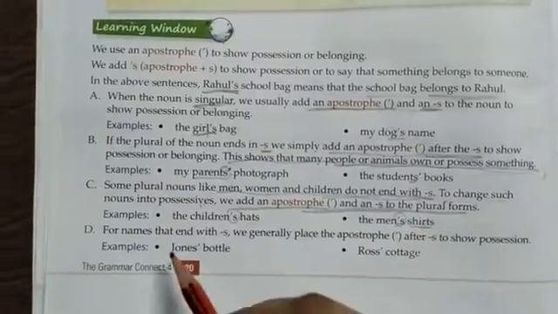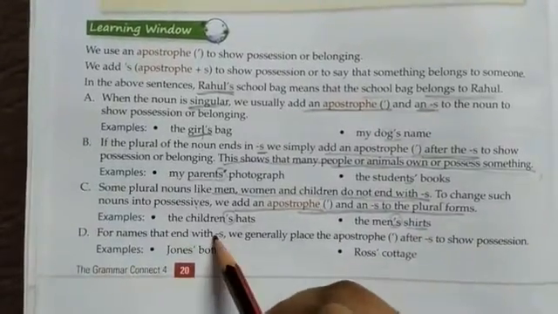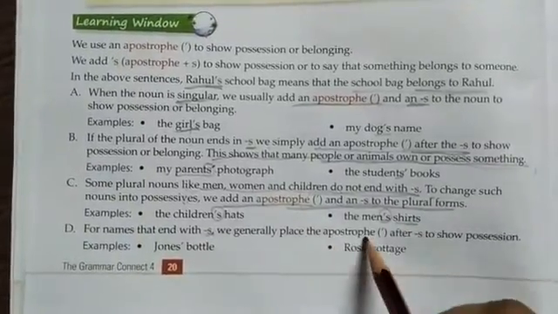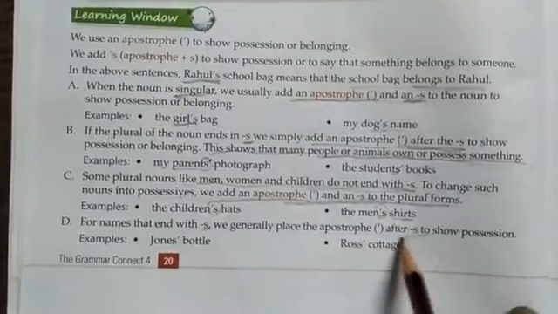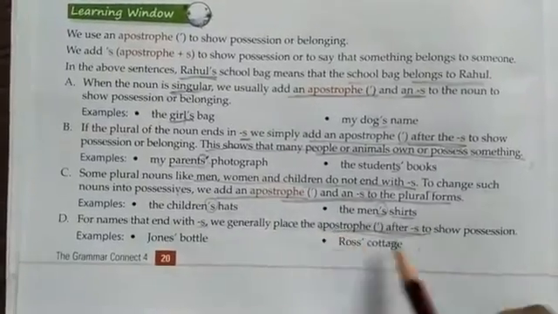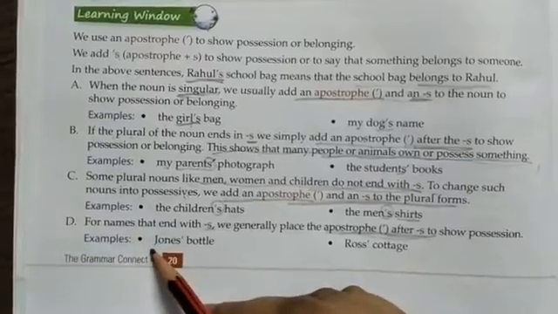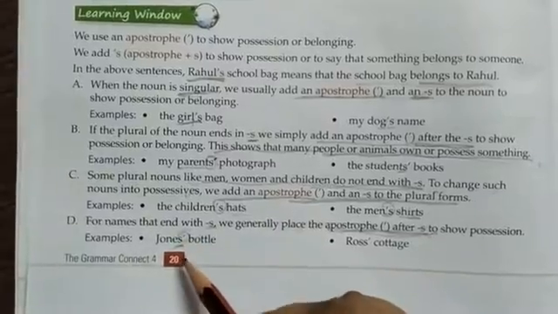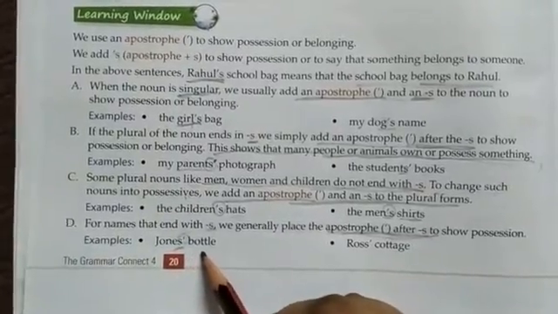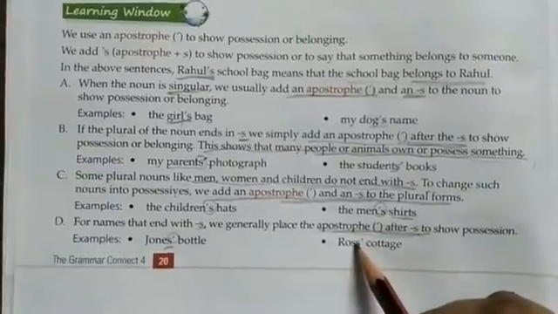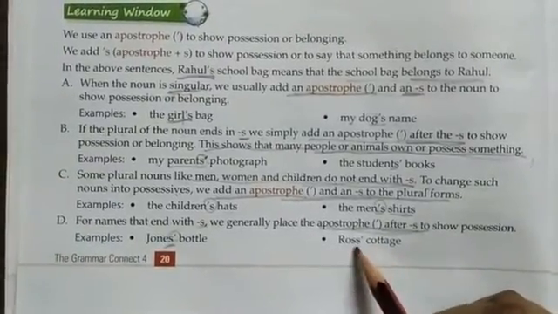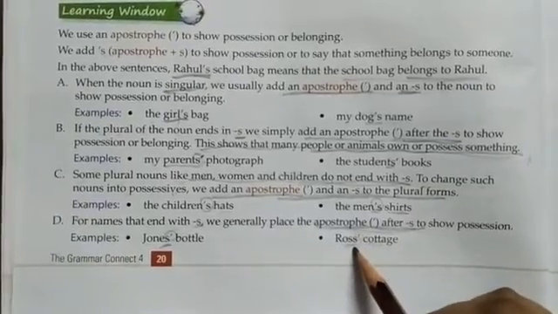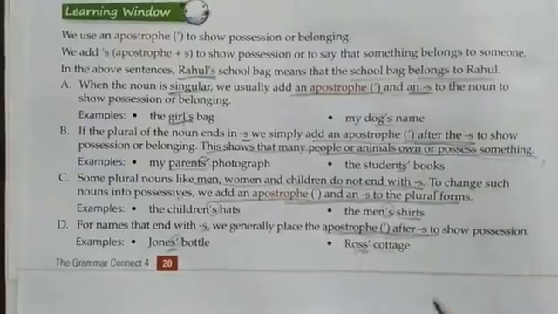The men. Next, there are some names that end in S. We generally place the apostrophe after that S to show possession. Just like the name Jones, see, it already ends with S, so we just add one apostrophe. Jones' bottle means the bottle belongs to whom? Jones. Ross' cottage. So the cottage belongs to whom? Ross. Okay, you see, the apostrophe goes after that S, because the name already ends with an S.